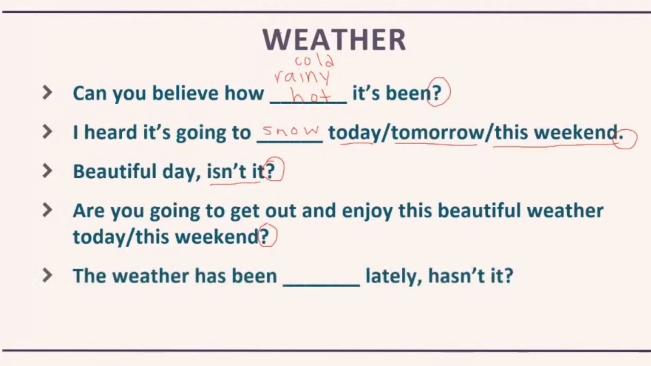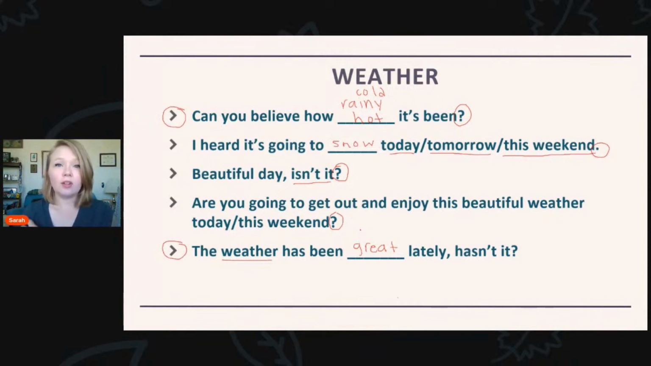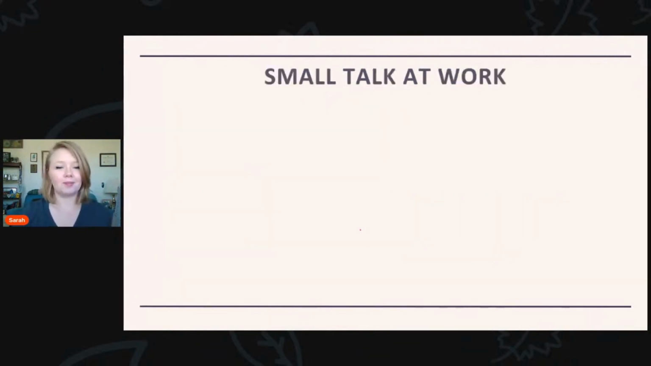And something similar to the first question, I keep losing my mouse. Oh, there it is. Just like, can you believe how rainy it's been? We can say something like, the weather has been blank lately, hasn't it? The weather has been rainy lately. The weather has been great lately, right? So here we're just filling in with our adjective about the weather. The weather has been hot, cold, rainy, great, terrible, right? All right, so these are our weather small talk conversation starters.